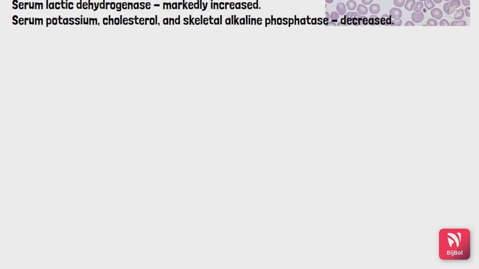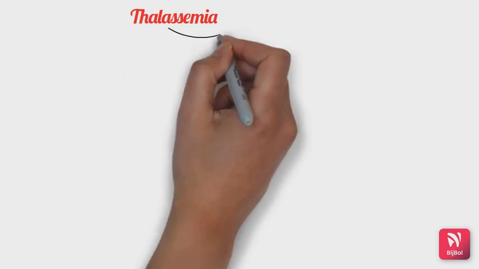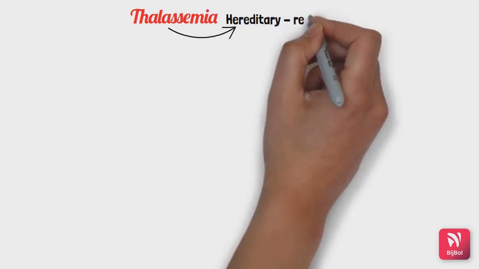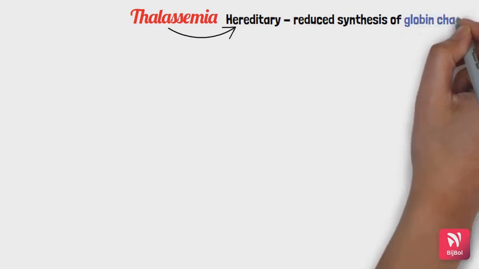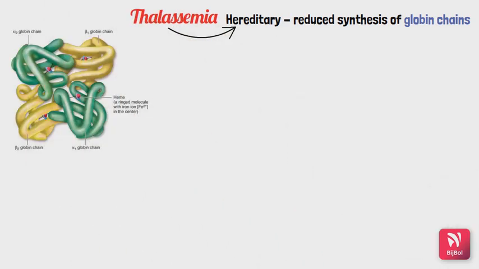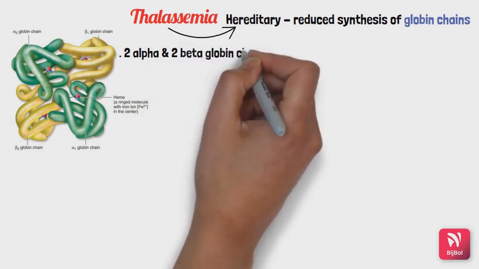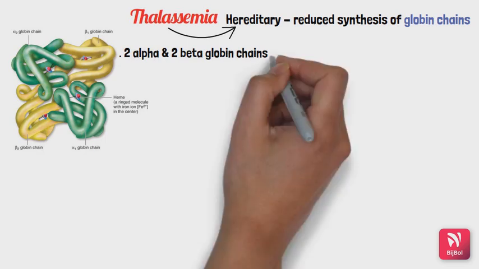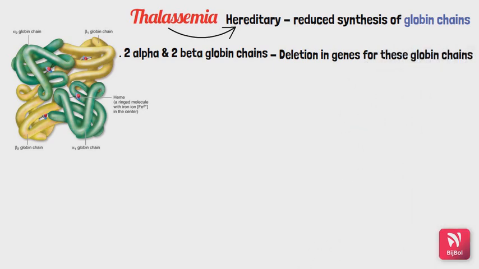Now let's look into another different type of anemia which is very important, that is thalassemia. What happens here? This is actually a hereditary disease wherein there will be reduced synthesis of globin chains. So globin is a part of hemoglobin, right? So if you see here, this is the basic structure of a hemoglobin wherein it contains 2 alpha and 2 beta globin chains. These 2 alpha and 2 beta chains are produced by their respective genes. So if there is a deletion in the genes coding for these globin chains, that results in thalassemia.